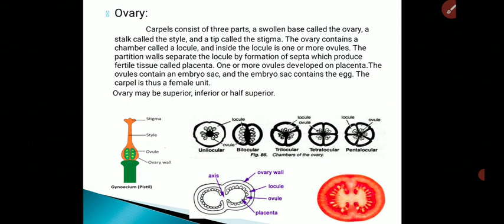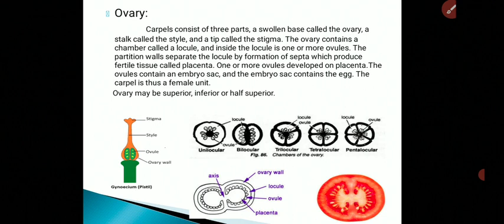The ovary is described as unilocular, bilocular to multilocular. The partition walls separate the locules by the formation of septa or a septum. It produces fertile tissue called the placenta. One to many ovules are developed on the placenta. The ovary may be superior, inferior or half superior, half inferior, as we have already discussed in the flower, that is hypogynous and epigynous flowers.